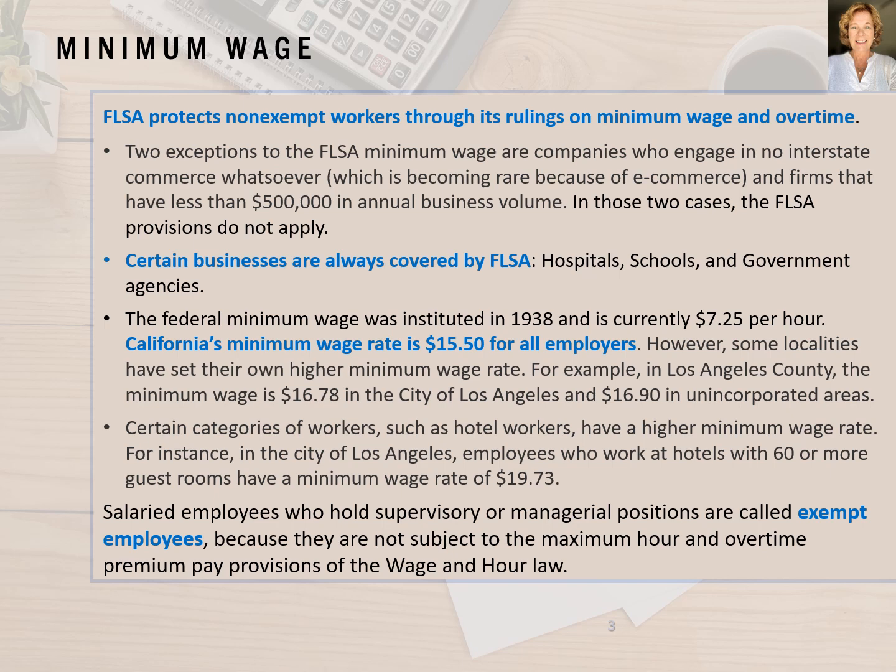Certain categories of workers, such as hotel workers, have a higher minimum wage rate. For instance, in the city of Los Angeles, employees who work at hotels with 60 or more guest rooms have a minimum wage rate of $19.73. Salaried employees who hold supervisory or managerial positions are called exempt employees because they're not subject to maximum hour and overtime premium pay provisions of the wage and hour law.